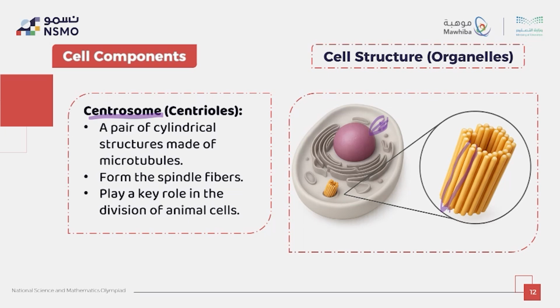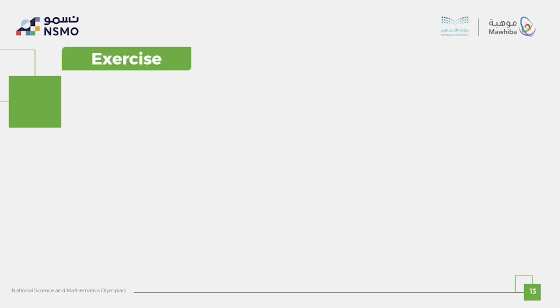And these centrioles are responsible for forming the spindle fibers during cell division. So this makes the centrosome essential for animal cell division. It does not exist in plants. Spindle fibers help separate chromosomes accurately. So without centrioles, the cell would not be able to divide properly or distribute genetic material correctly. Don't forget.